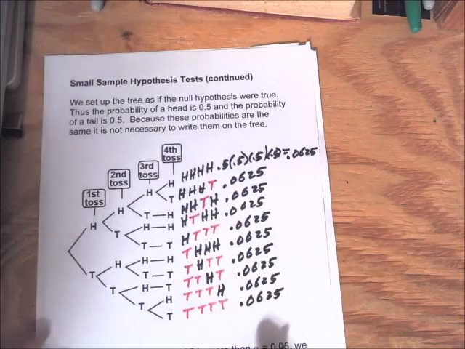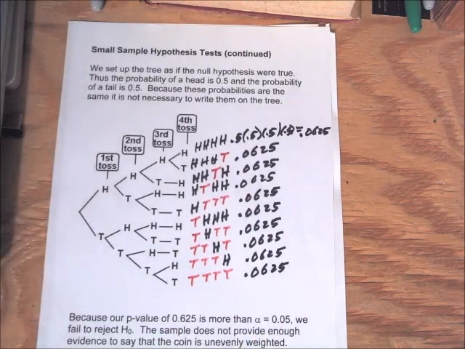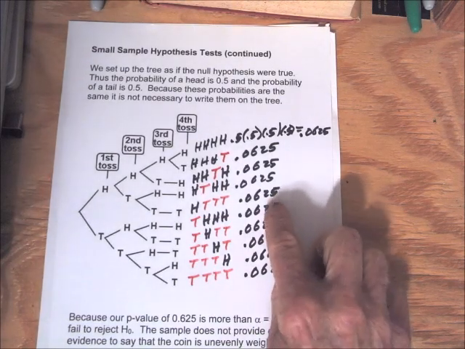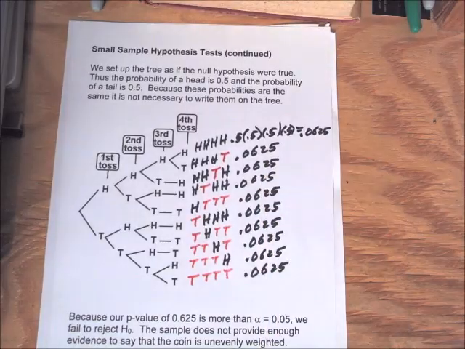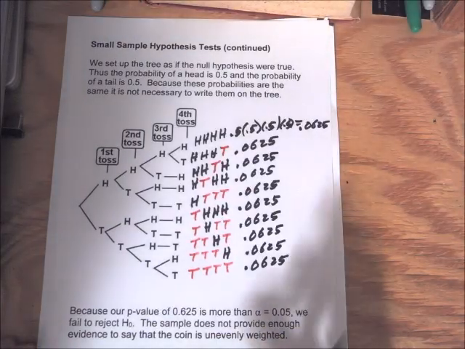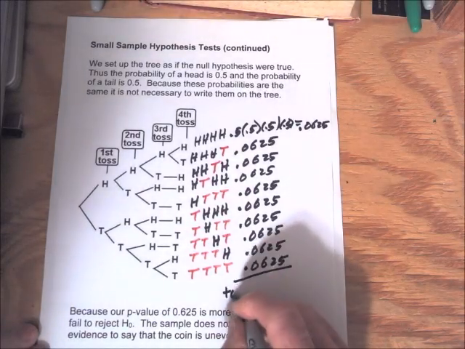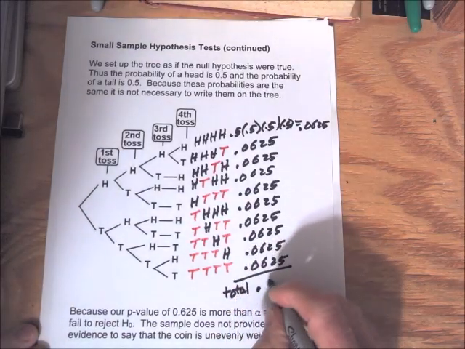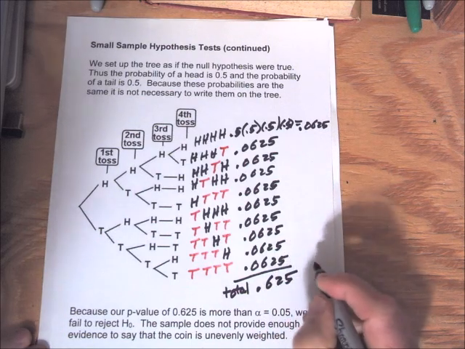Okay, so again, I didn't do the full tree here. I just wanted the paths that had either at least three heads or at least three tails. So there's 10 paths altogether, and these probabilities are all the same. So the total here, 10 times 0.0625, is 0.625, and that's our p-value.